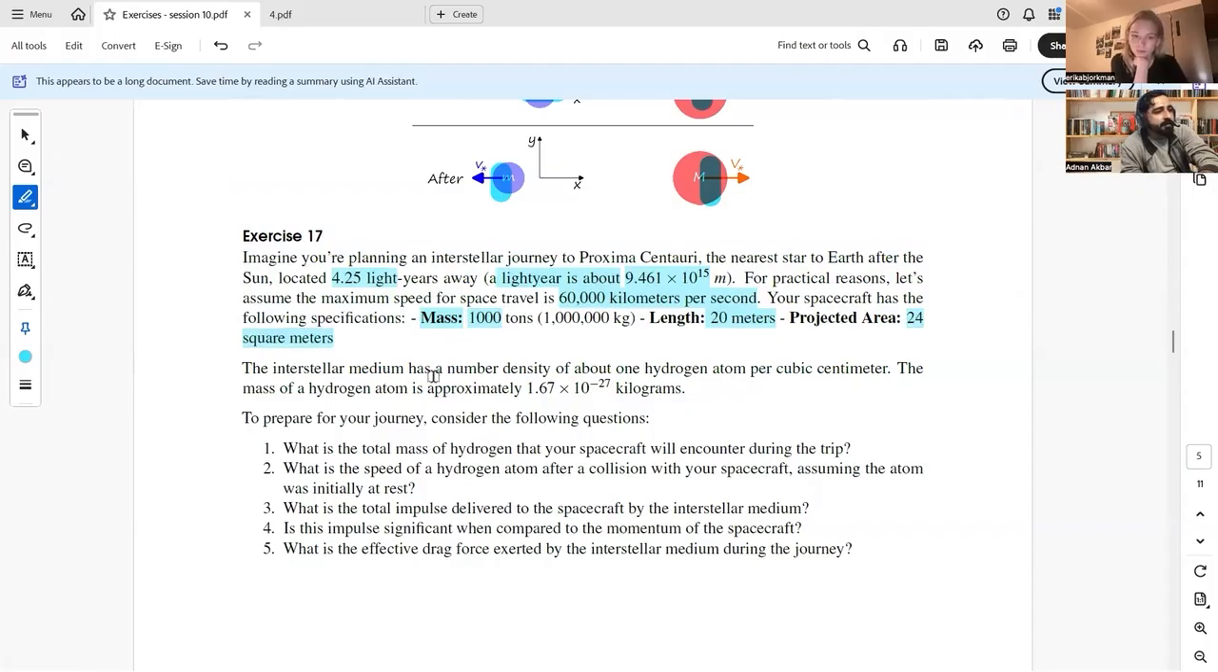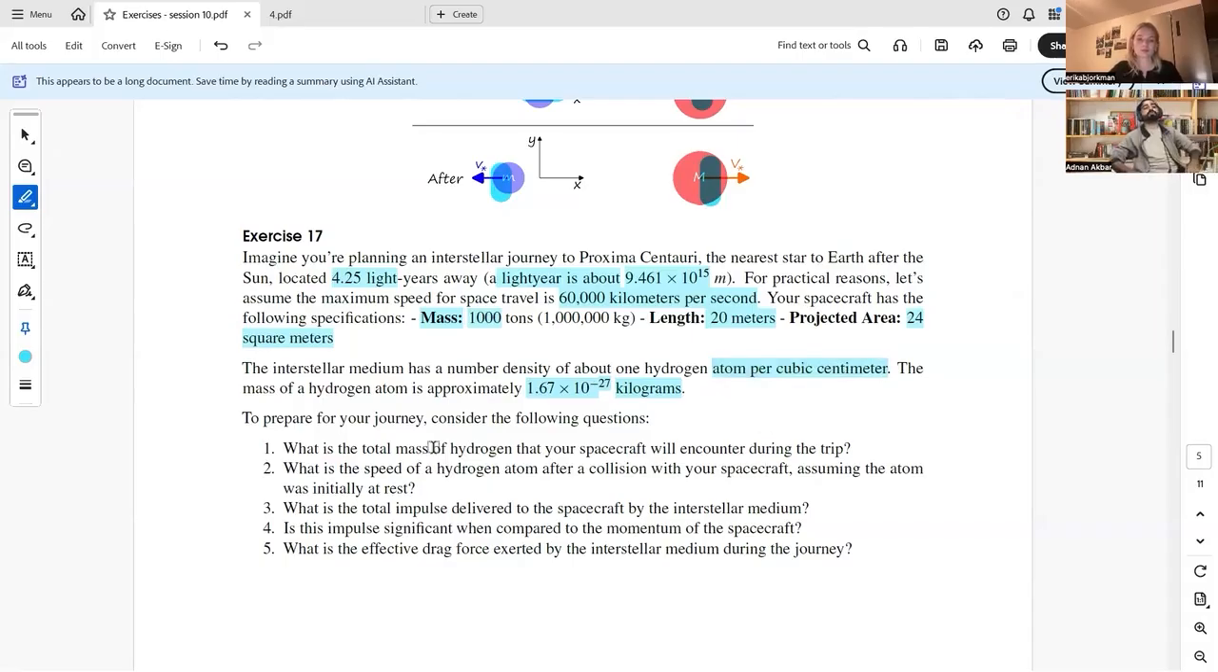The interstellar medium has a number density of about one hydrogen atom per cubic centimeter. As it is traveling in space, there is a large amount of hydrogen atoms in the space, so they can produce a dragging effect on its motion. But we will see how much this effect will be on the spacecraft. The mass of a hydrogen atom is 1.67 × 10^-27 kilogram, and the number density of hydrogen atoms is one per cubic centimeter.